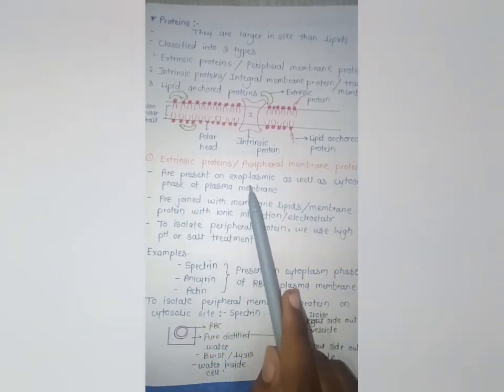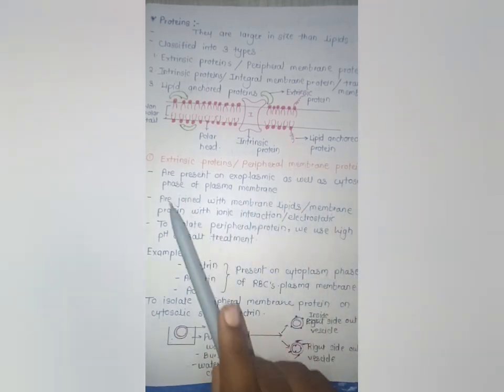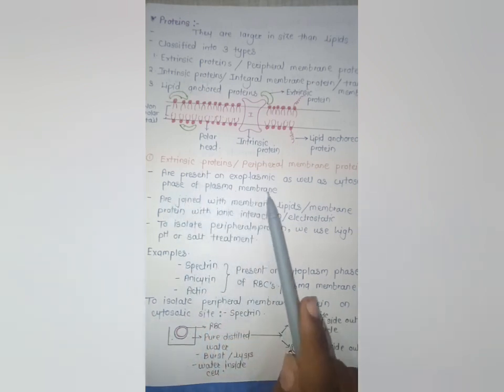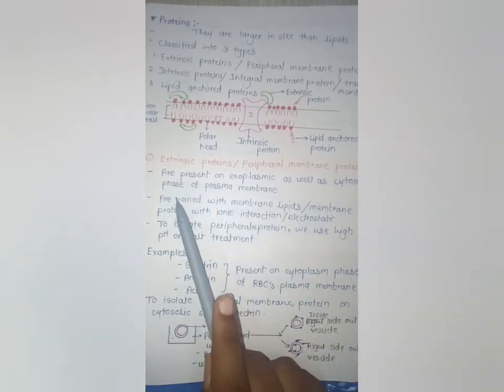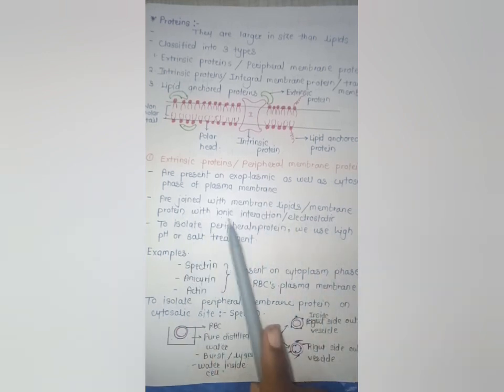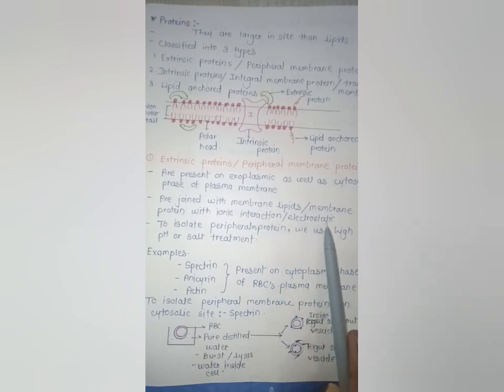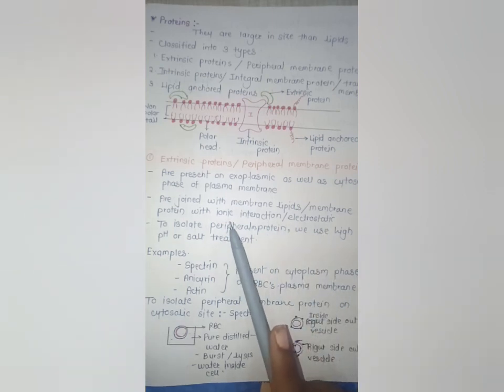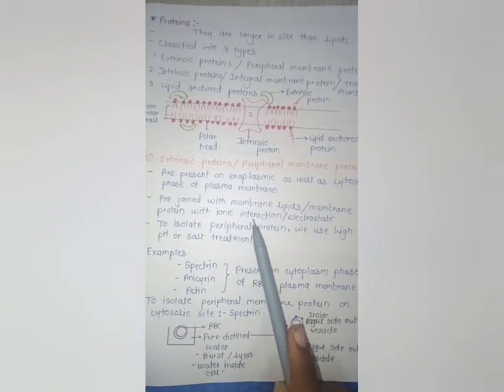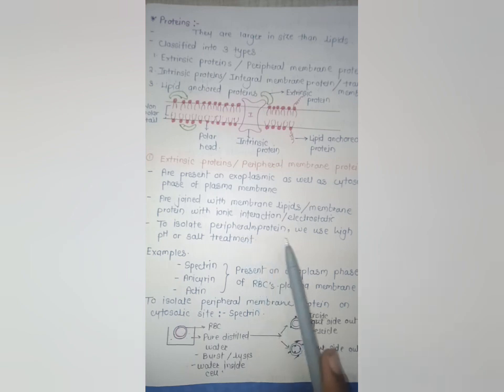First one is extrinsic protein or peripheral membrane protein. Extrinsic proteins are present in the exoplasmic as well as cytosolic phase of the plasma membrane. They are joined with the membrane lipids or membrane proteins with ionic interaction or electrostatic interaction. The bonds present between the lipids and proteins are ionic bonds or electrostatic bonds. To isolate peripheral membrane protein, we use high pH or salt treatment.